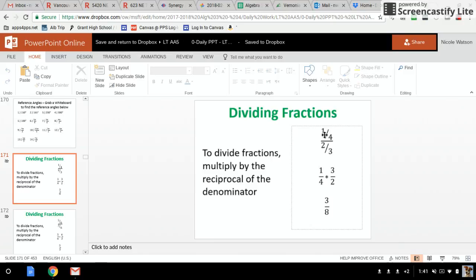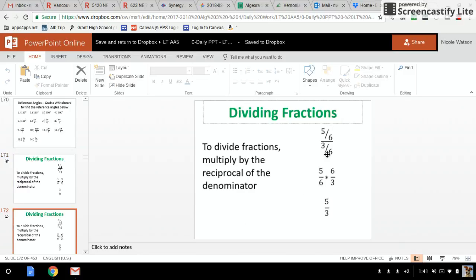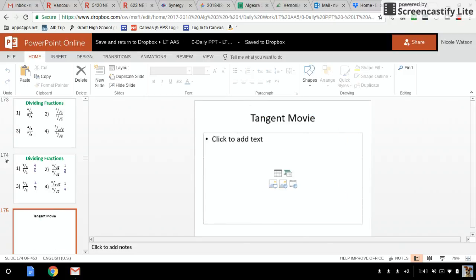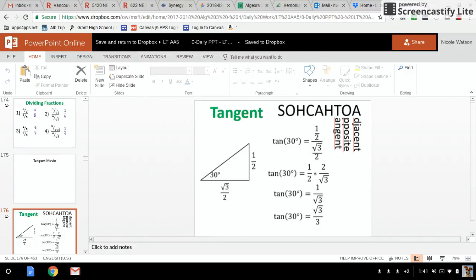So first off, remind yourself that when you're dividing fractions, like if I'm doing 1/2 divided by 2/3, I take the bottom fraction, the one I'm dividing by, I do the reciprocal of it and multiply straight across, okay? Same, there's one right here. Why do I show you this? Because this is how I'm going to do tangent.